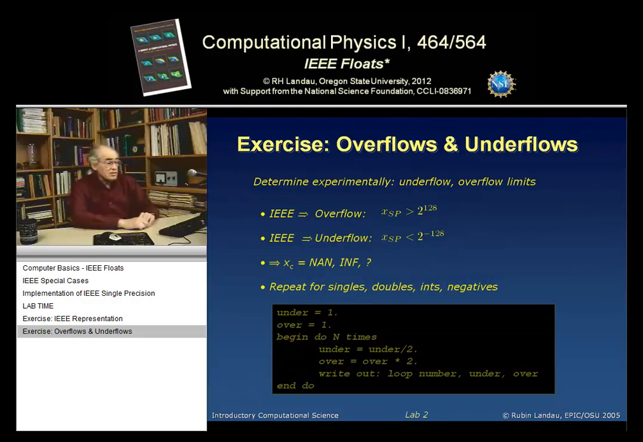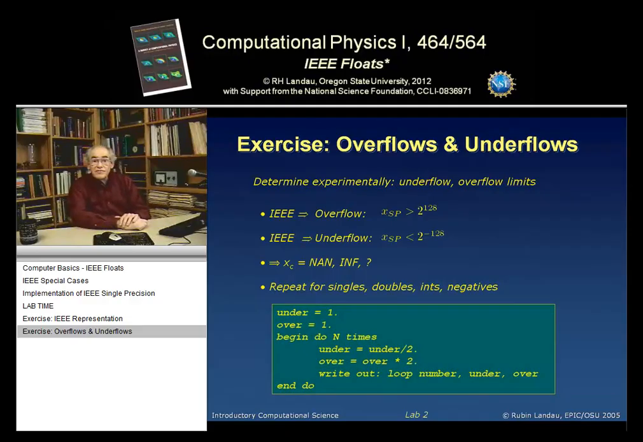And I want you to do this exercise, please, both for singles and doubles, those two floating point numbers, and then for integers, both positive and negative, and to see what happens when they get too big and too small. So, on the bottom of the Lab 2 slide here, we give you some pseudocode. Pseudocode is not any particular computer language, just a general scheme of how you write a program, how you understand what's going on.